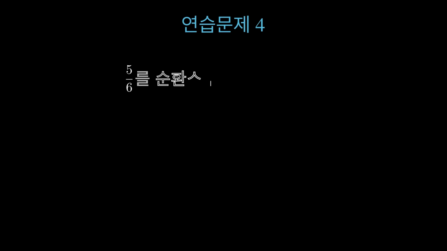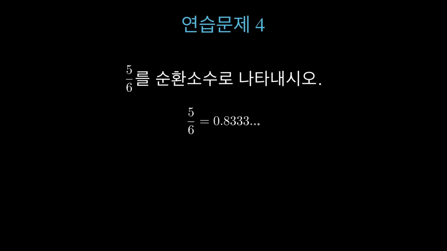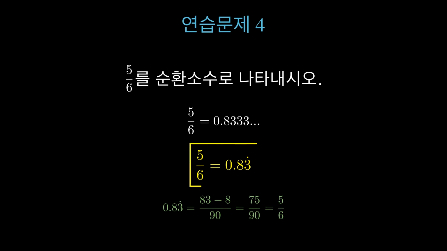Practice problem 4. The fraction 5/6 as a repeating decimal. To convert a fraction into a decimal, simply divide the numerator by the denominator. Dividing 5 by 6 gives 0.83333, and so on. Since only the digit 3 repeats, we place a dot exclusively over the 3, writing it as 0.83 recurring.